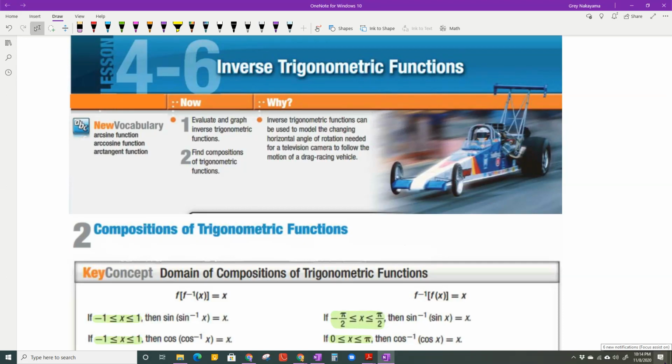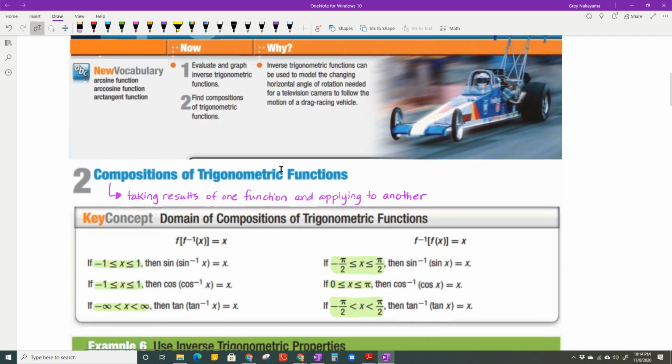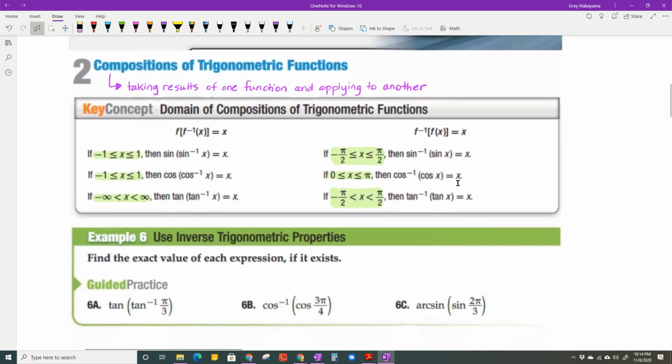Okay, today's lesson is 4.6b, inverse trig functions, and this time we're talking about compositions of trig functions. So remember, a composition of functions is when we take the results of one function and apply it to another. This is when we generally have multiple parentheses, and when you do, you want to start from the inside and work out, just like any grouping symbols in your order of operations.